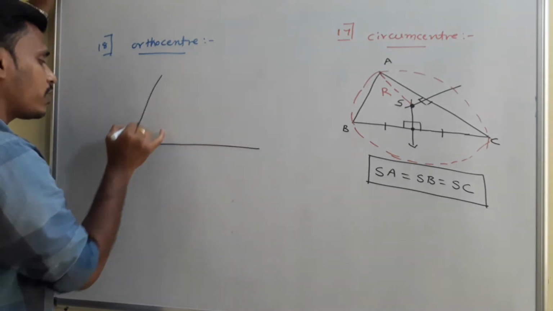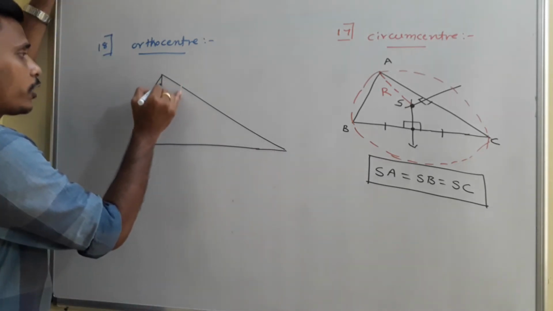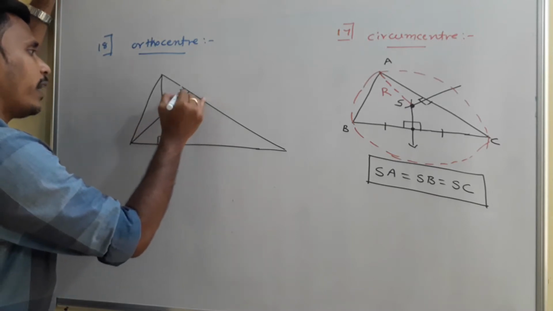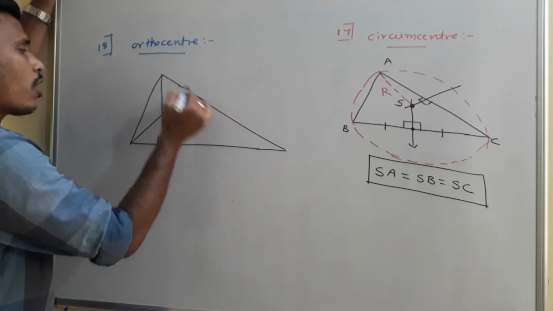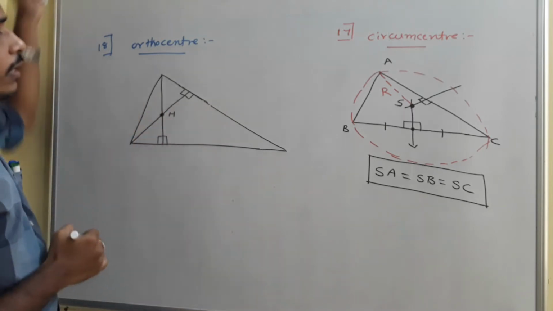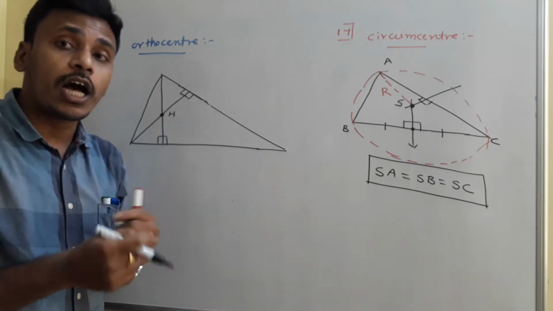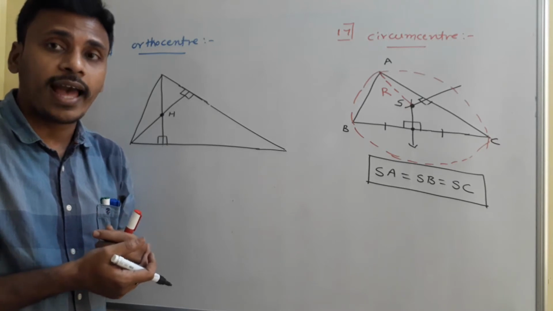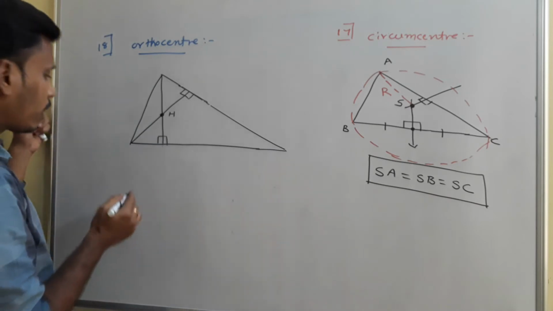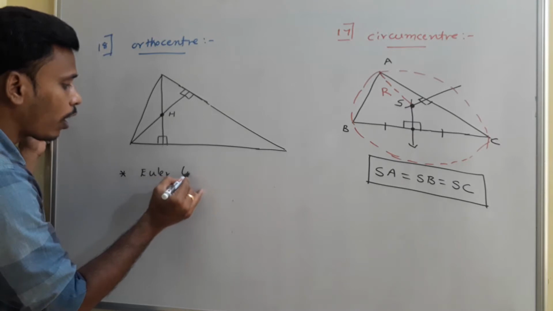Suppose this is a triangle. We need to sketch the altitude, right? This is an altitude. Like this, we get three altitudes in a triangle, each from a vertex to the opposite side. These three altitudes meet at a point, and that point is known as the orthocenter. But to find the orthocenter of a triangle, we don't have any specific property. We need to use the help of the Euler line.